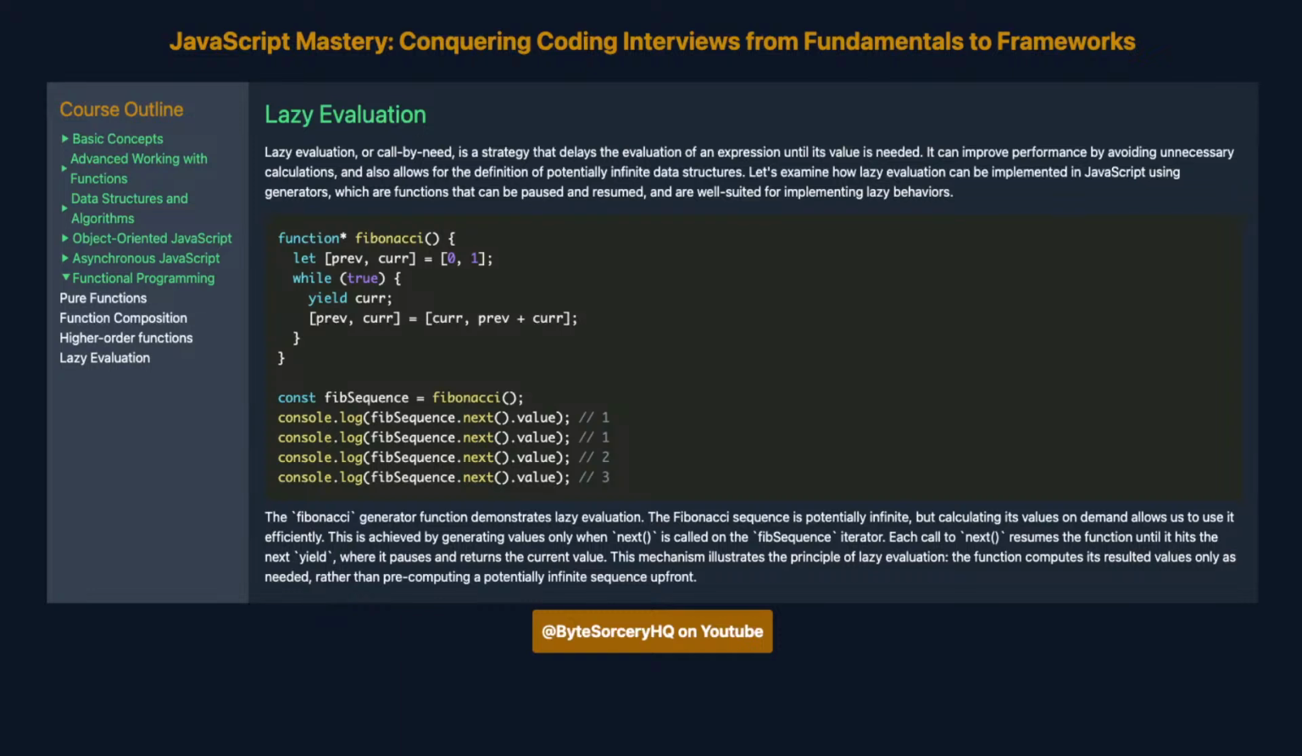Each call to next resumes the function until it hits the next yield, where it pauses and returns the current value. This mechanism illustrates the principle of lazy evaluation. The function computes its resulting values only as needed, rather than pre-computing a potentially infinite sequence up front.